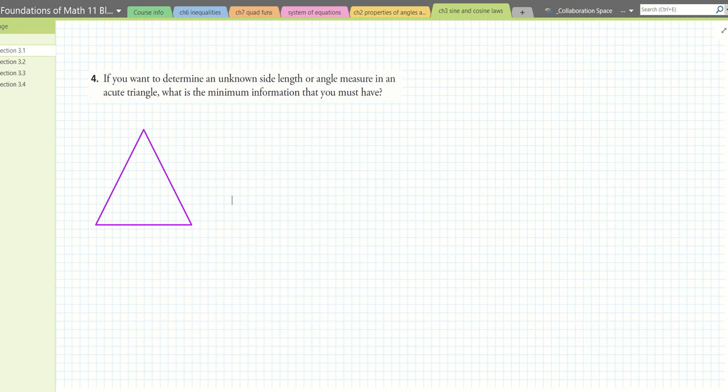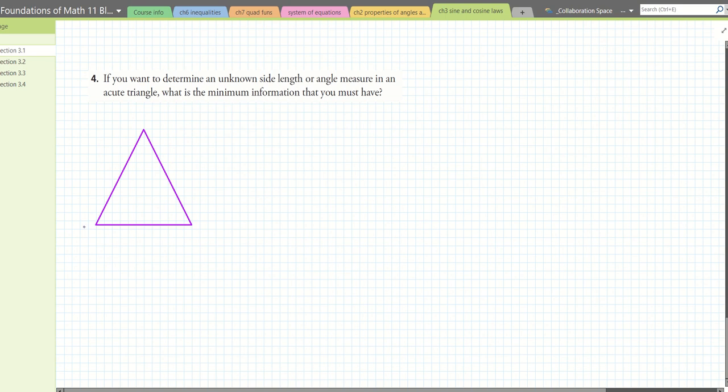Alright, so first let's sketch a triangle and see what we need to have in order to find a missing side or missing angle. Let's label it A, B, C. Remember, you use capital letters to represent the angles, and the opposite side is the lowercase letter. So this is angle A, the opposite side is lowercase a. This is angle C, the opposite side is lowercase c, and this is angle B, the side opposite to it is side b.